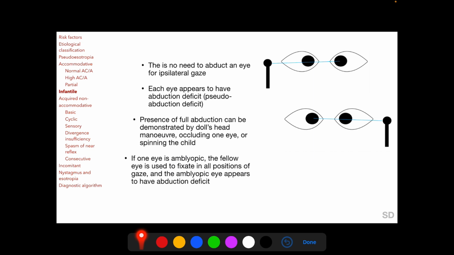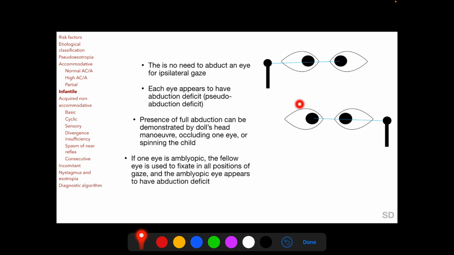Because of this apparent lack of abduction of the eye in cross fixation, each eye appears to have an abduction deficit, and this abduction deficit is called pseudoabduction deficit. But full abduction of each eye is actually present and can be demonstrated by the Doll's head maneuver, occluding one eye, or spinning the child.